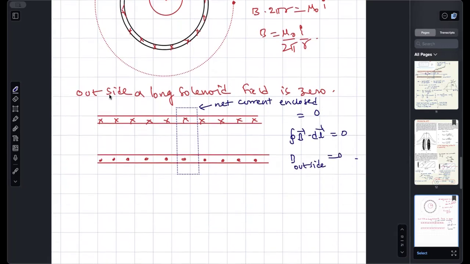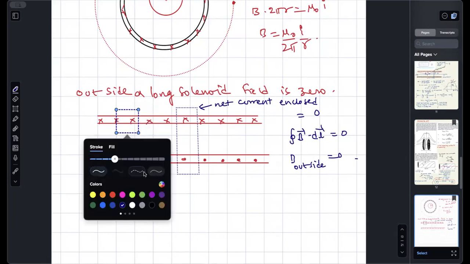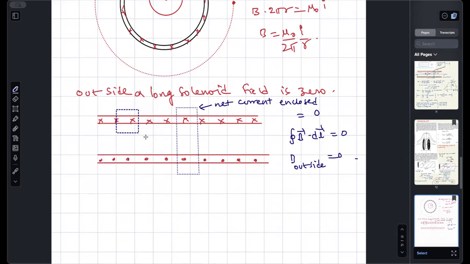Right. If you have another doubt, suppose you are taking this as your Amperian loop.